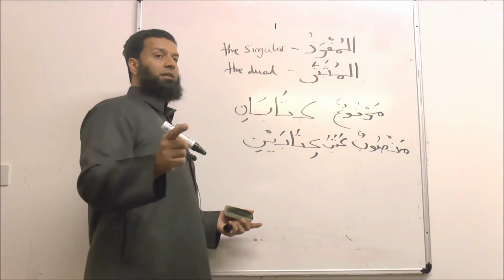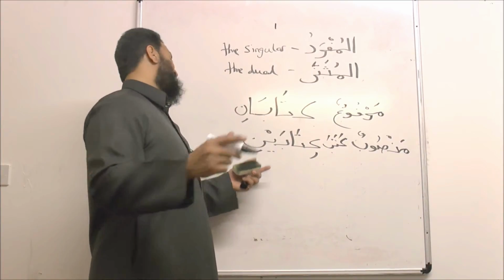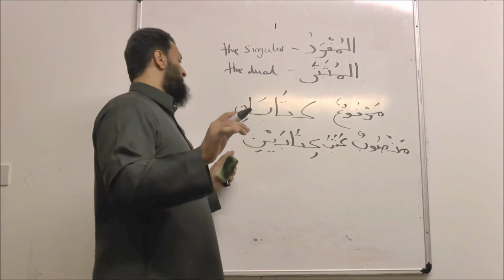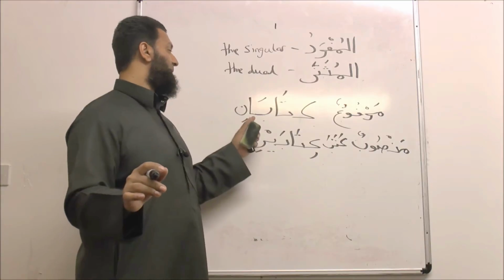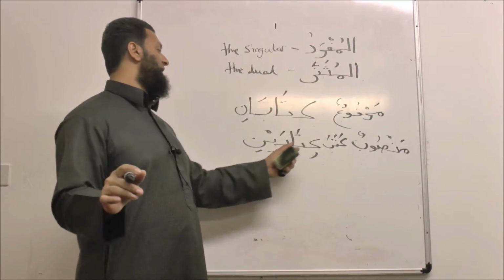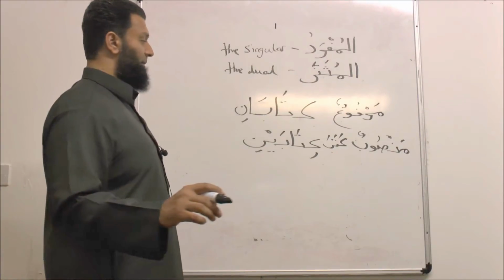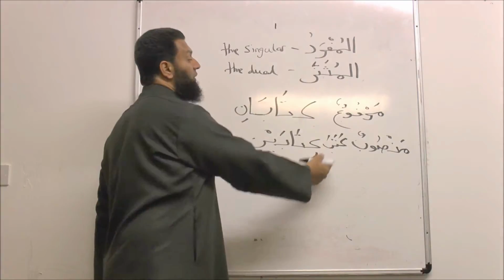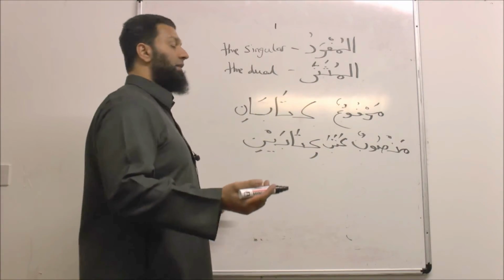Right? I thought kitabani was two. No, that's just the state. Kitabani is a marfu'un state. Kitabaini is the mansubun state. Okay, I got it. Why did we introduce kataba? To complete the sentence.